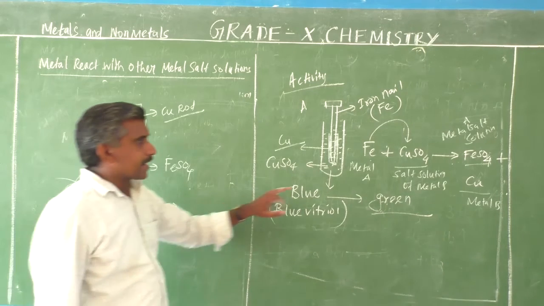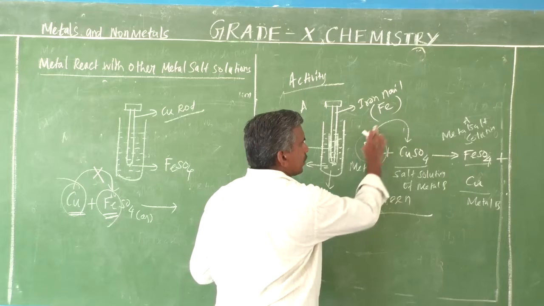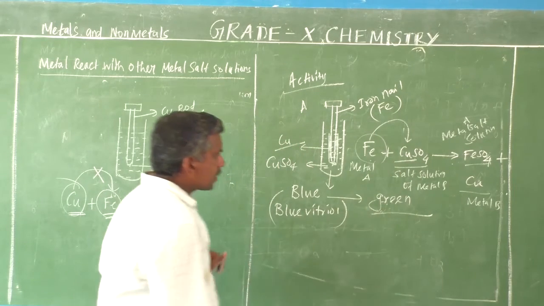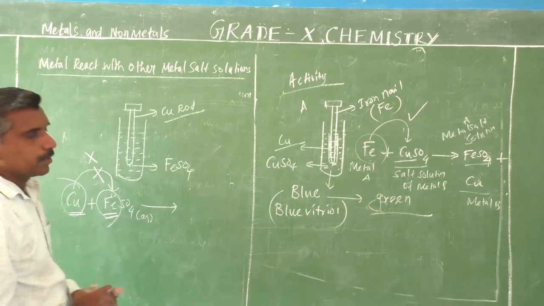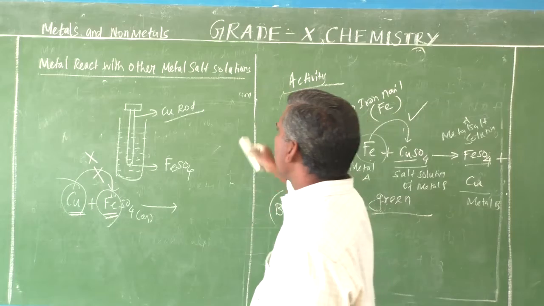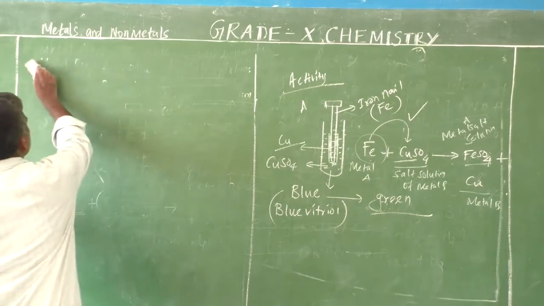But in the other reaction, the most reactive metal displaces the least reactive one. This is possible, and this one is not possible. Okay, that's all. Next topic: reactivity series.